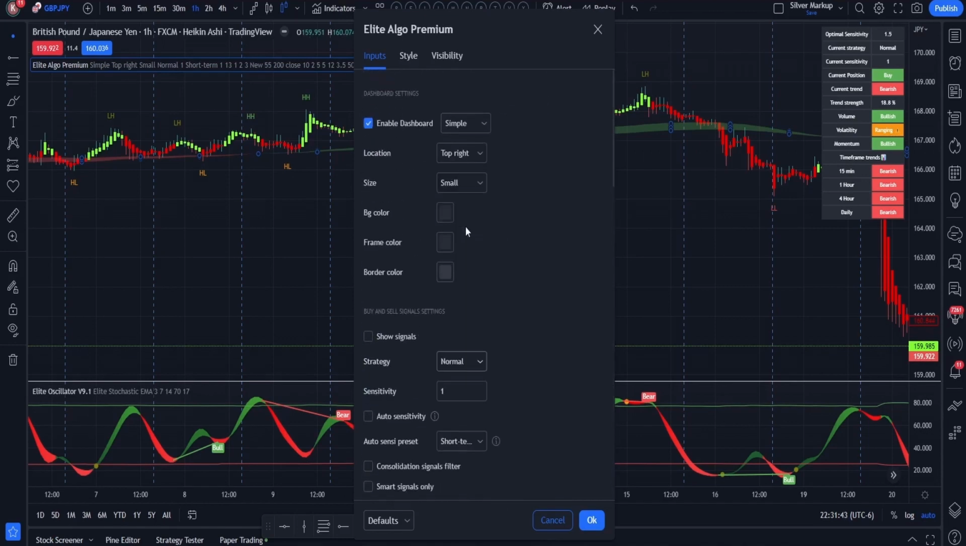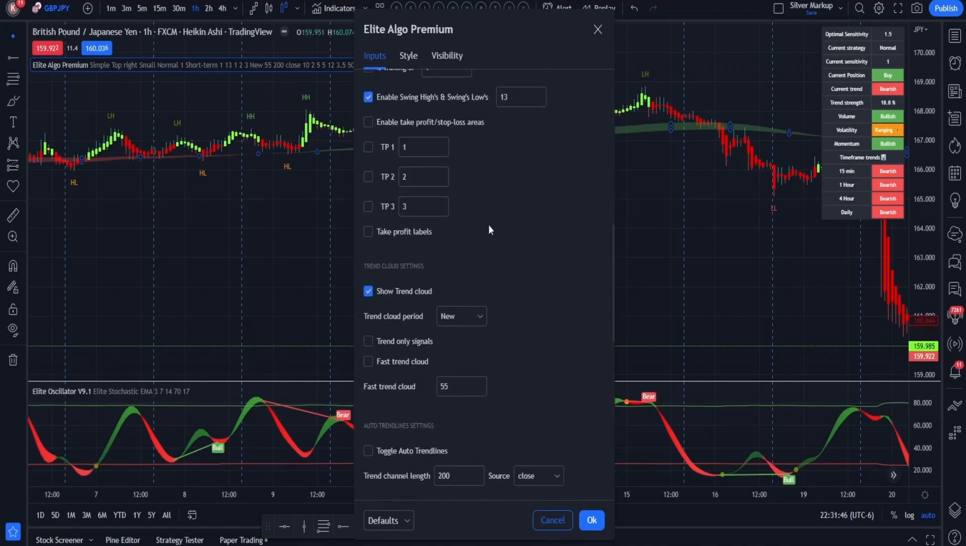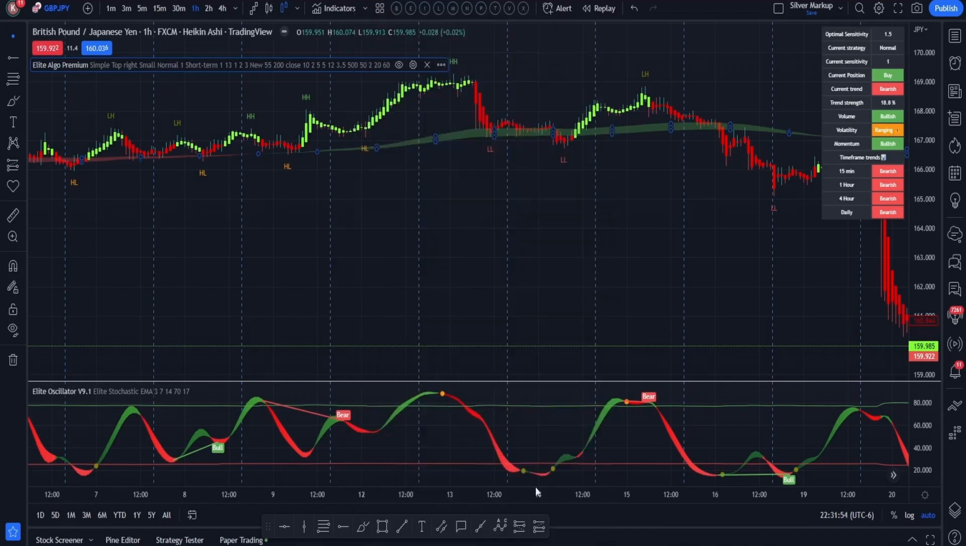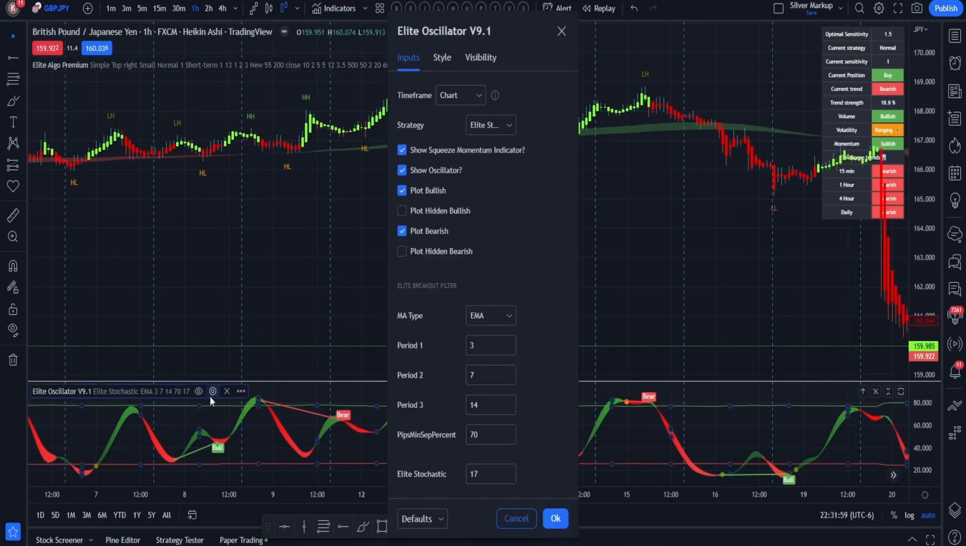So just make sure you have your color candles and your enable swing highs, swing lows. Those are going to be the main components of what you're using with Elite Algo. Also, the sensitivity is very important. So we got that. Next thing we're going to do is go to the oscillator. We're going to make a few adjustments here.